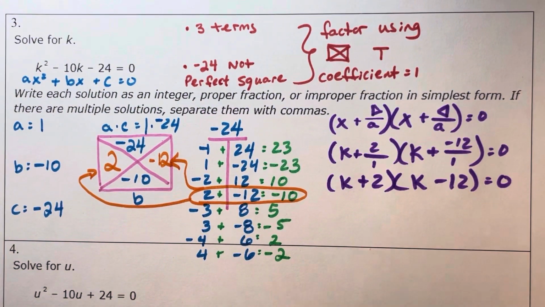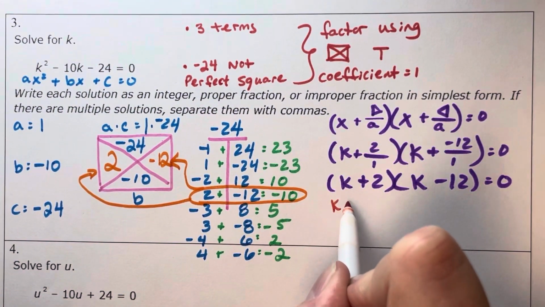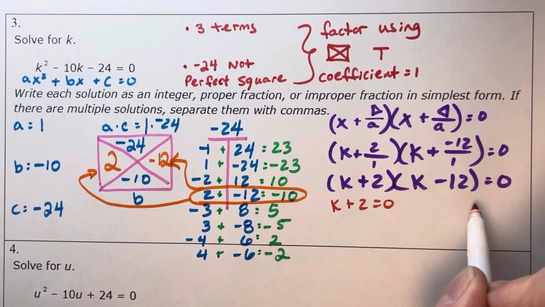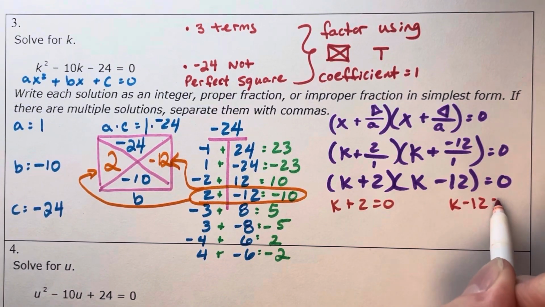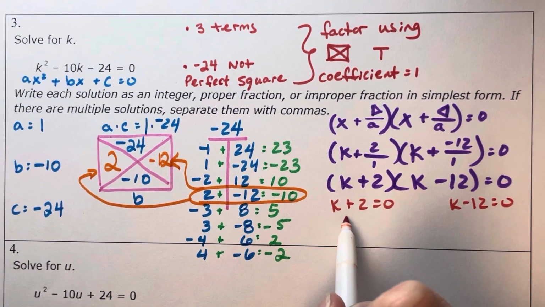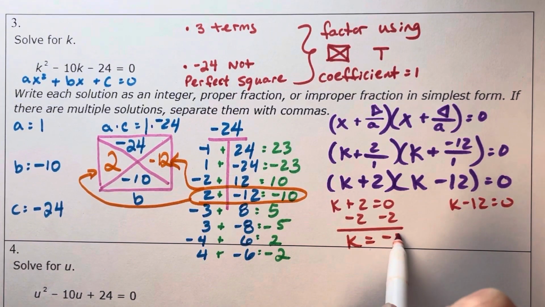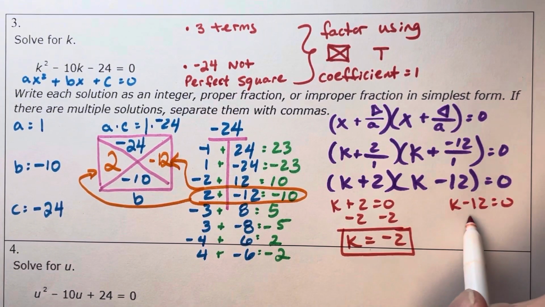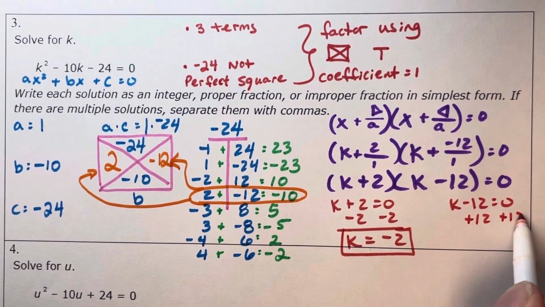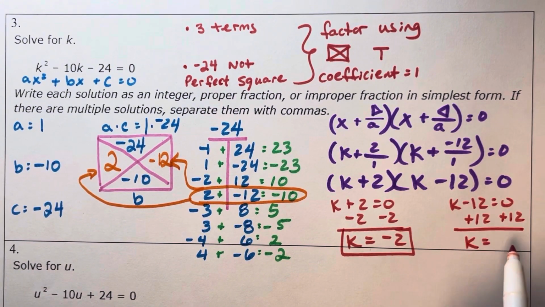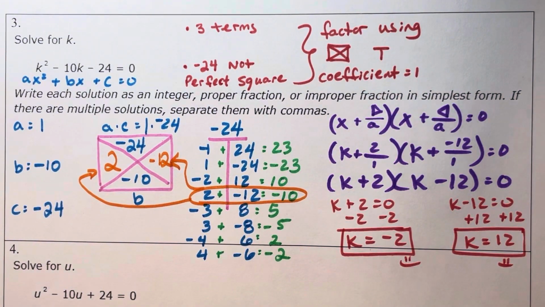and solve. So let's see what we've got. K plus 2 equals 0 and k minus 12 equals 0. Let's subtract 2 on both sides of the equation, giving us k equals negative 2. And let's add 12 on both sides of the equation, giving us k equals positive 12. And here are our 2 x-intercepts for our given quadratic. There you go.